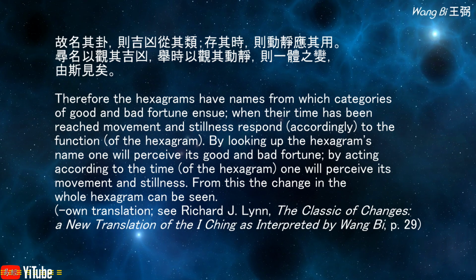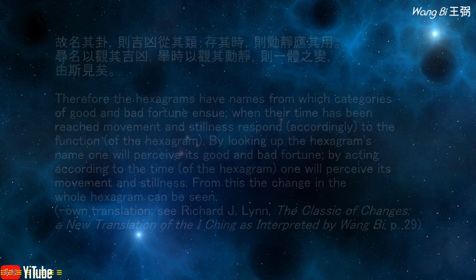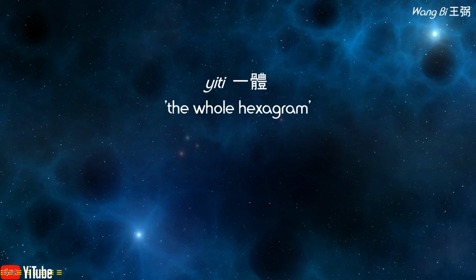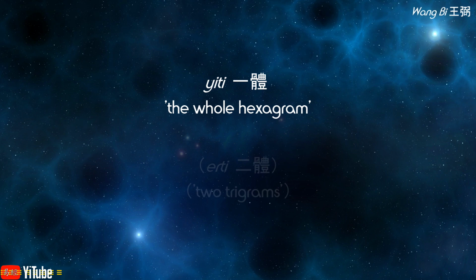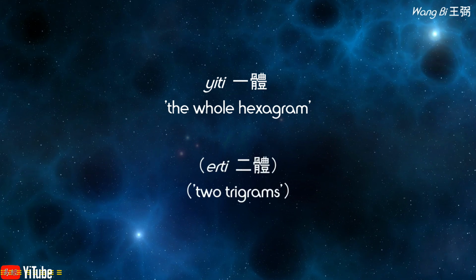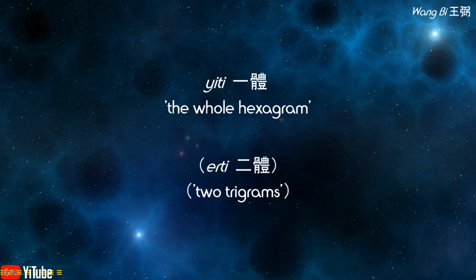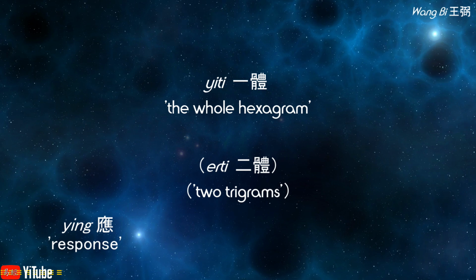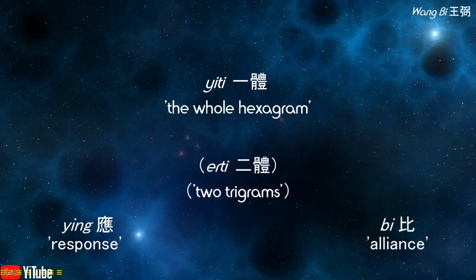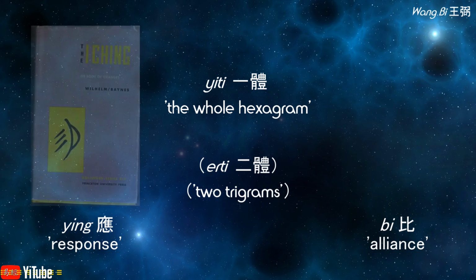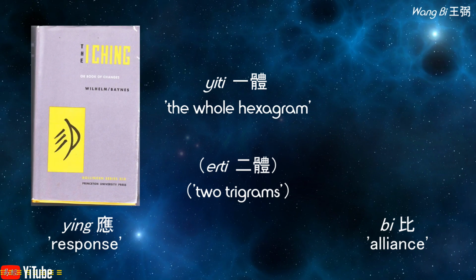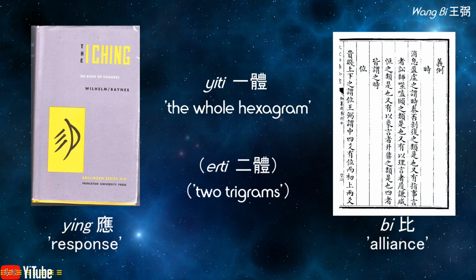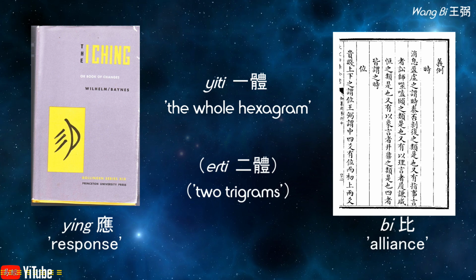From this, the change in the whole hexagram can be seen. It is especially the phrase yiti that should be noted here. It means the whole body, which refers to the hexagram, where arti, a phrase not used here, refers to the 2 trigrams. In the same chapter, Wang Bi describes relationships like yin, response, and bi, alliance, that exist between lines within the same hexagram. Something that Wilhelm describes in his chapter The Structure of the Hexagrams in part 2 of his translation, a chapter that is an almost literal translation of the introduction to the Jiaoyi Zhezhong edition compiled by Li Guangdi.